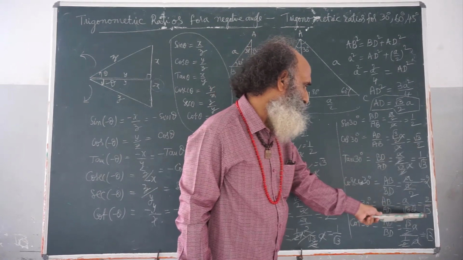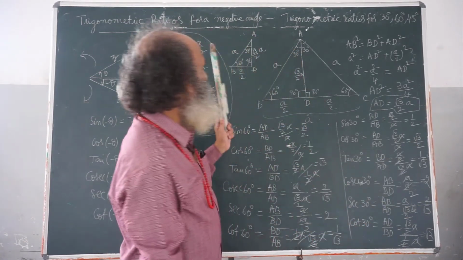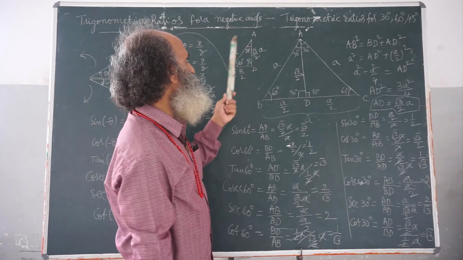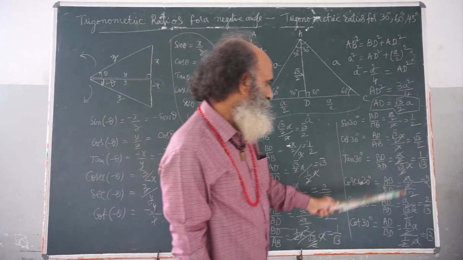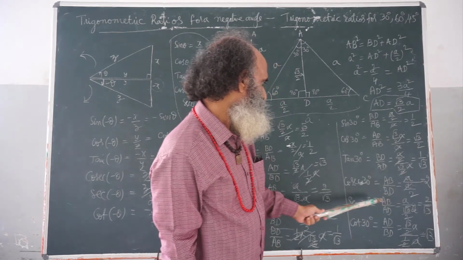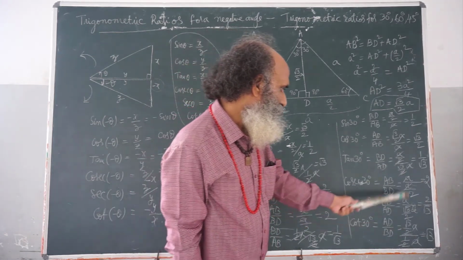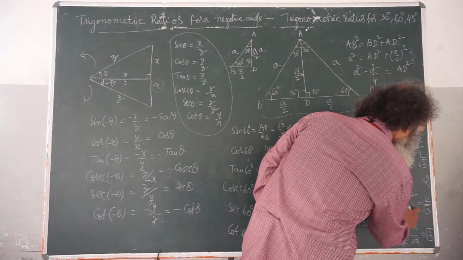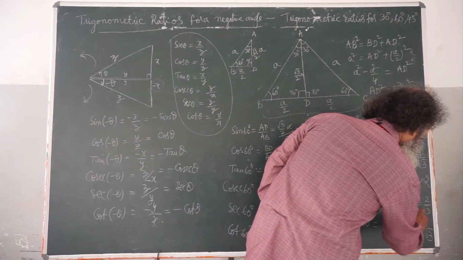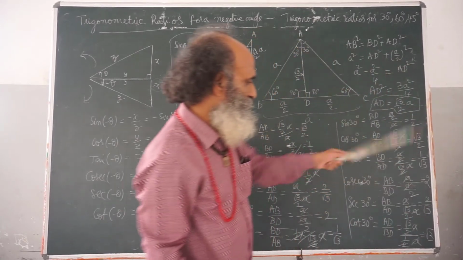So secant 30 is 2 by root 3. It is actually hypotenuse by adjacent side. Hypotenuse is AB. Adjacent side is AD. So AB by AD, that is equal to A by root 3 by 2A. So A cancelled and 1 by root 3 by 2, which is 2 by root 3.